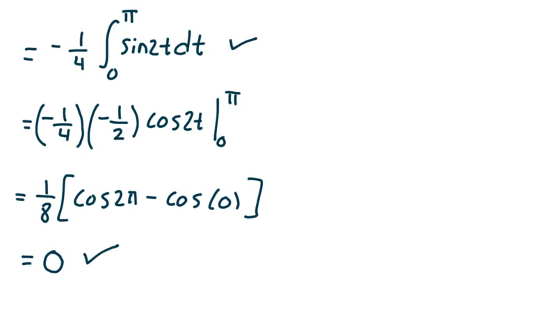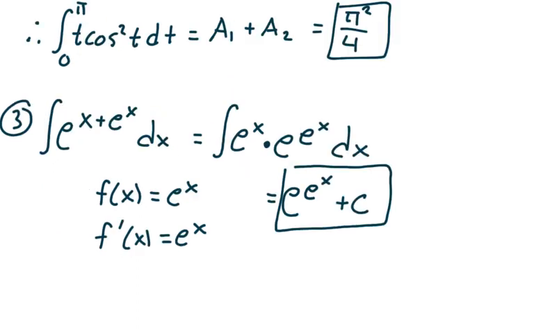So what does that say? If we go to the next page, it says the integral from 0 to pi of t cosine squared t dt is equal to a1 plus a2. But remember, when we looked at a2, we got 0. And so we're just left with a sub 1. And so the correct answer here will be pi squared over 4.